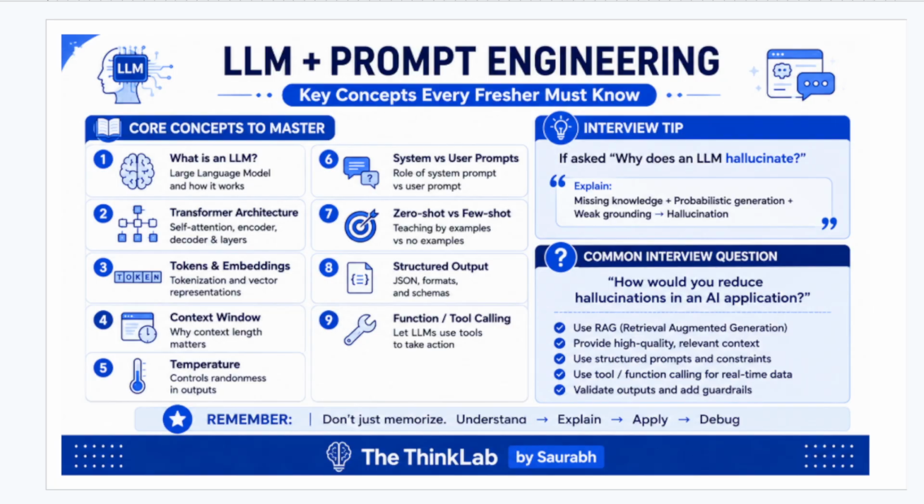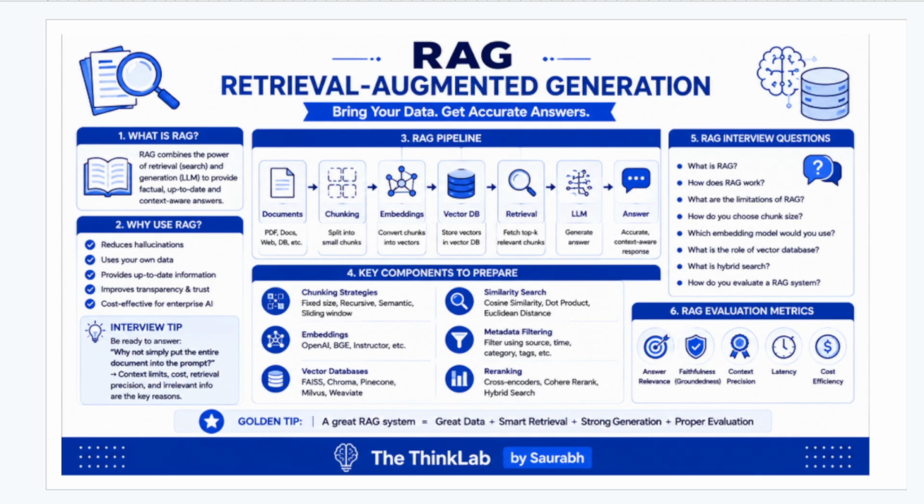So now we are moving to slide number 3: RAG, Retrieval-Augmented Generation. Now let's move to the most important topic in generative AI interviews. RAG stands for Retrieval-Augmented Generation. The basic idea is simple. Instead of asking the LLM to answer everything from its internal knowledge, we first retrieve the relevant information from an external knowledge source, right? Then we provide that information to the LLM. A basic RAG pipeline looks like: document, chunking, embedding, vector database retrieval, and LLM answer.